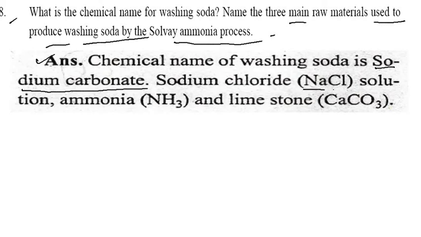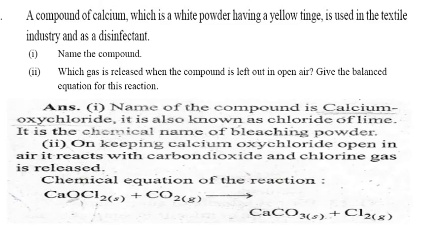And the raw materials are sodium chloride, that is NaCl, and ammonia, that is NH3, and limestone, that is CaCO3. So these are the raw materials used in the Solvay ammonia process. So you have to write this answer.